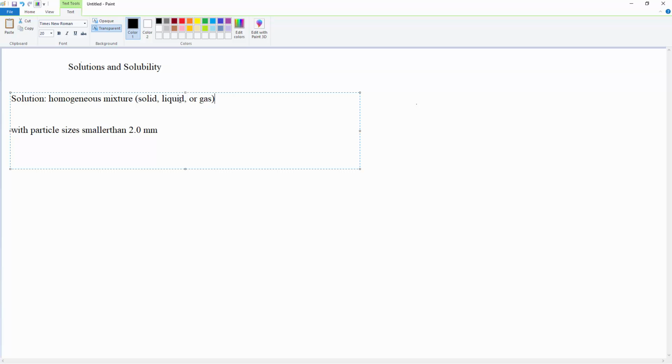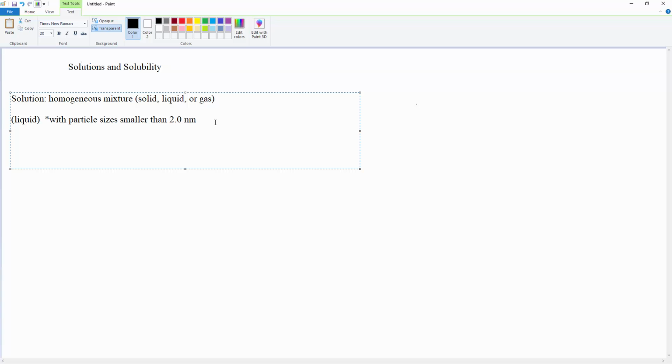It can be a liquid, which is what the rest of this chapter is going to be about, but a gas can also be a homogeneous mixture. Like the air you're breathing is a homogeneous mixture of nitrogen, oxygen, and argon gases. So that's what a solution is. For the rest of this chapter, we're going to focus just on liquid solutions. And for liquid solutions, we're going to add this little asterisk: a homogeneous mixture with particle sizes smaller than 2 nanometers.